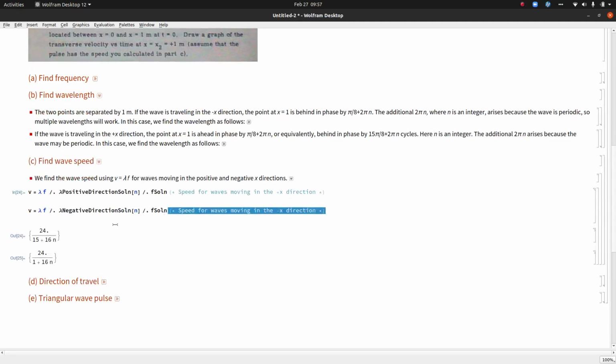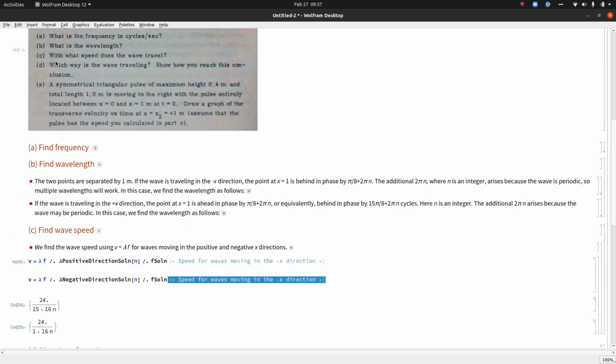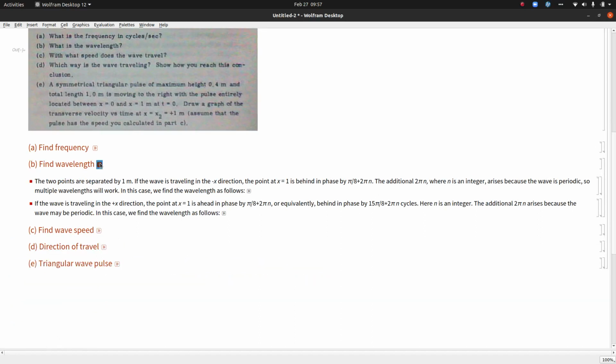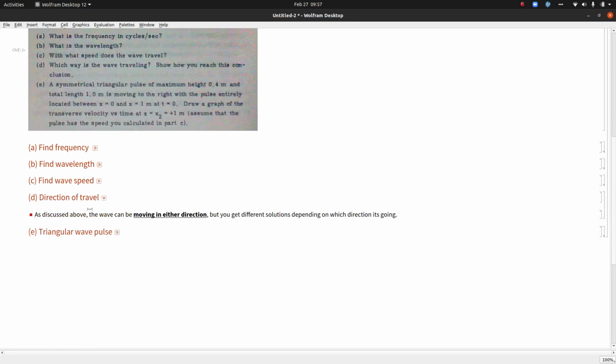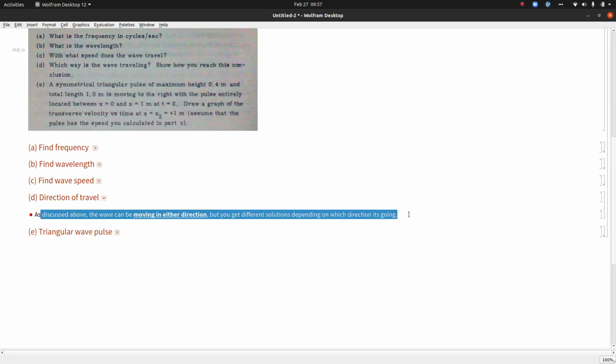What was the direction of travel? Doing part D: which way is the wave traveling? Show how you reach this conclusion. Well, we've already kind of done that. We've shown that it really depends on what wavelength you get, but the wave can be moving in either direction. But you get different solutions depending on which direction you assume it's going in.